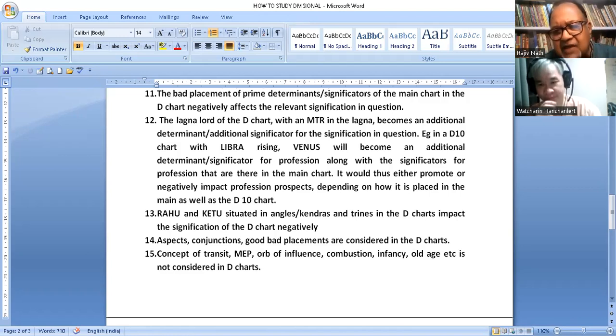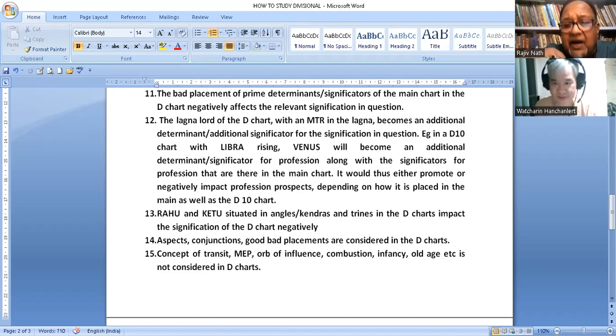Now understand, for example, a D10 divisional chart, that is for profession. In a D10 chart with Libra rising, Venus is the lord of Libra. For that divisional chart, Venus will become an additional determinant, an oblique significator for profession, along with the significators for profession that are in the main chart. It would thus either promote or negatively impact profession prospects depending on how it is placed in the main as well as in the D chart.